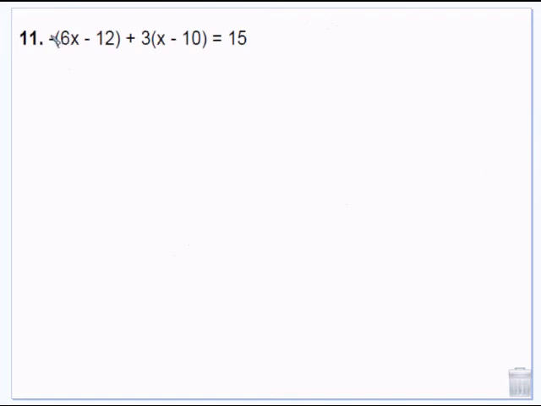The reason I picked this one is it's got this little negative hanging out here. We need to distribute that negative in, which just changes the signs. So that negative parentheses 6x minus 12 becomes negative 6x plus 12. And then I'm going to distribute this 3 in. So I get plus 3x minus 30. And I think I mentioned this before, but the largest mistake I ever see is people will multiply the first term but not the second, so don't do that. Multiply both terms.